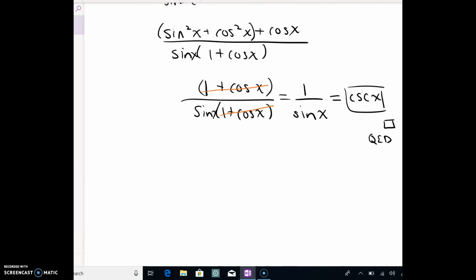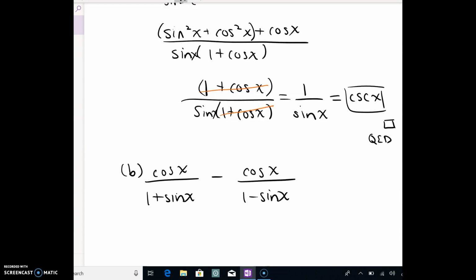Let's try one more example. Part B says, let's take a look at cosine x divided by 1 plus sine x minus cosine x divided by 1 minus sine x. It's important to note that these are not easy, but you just need to practice them. And when I'm looking at these, I have the trigonometric identities memorized. Keep a picture or a list of all the trigonometric identities next to you so you can constantly go back and refer to them and look for them. It'll make your life much easier.